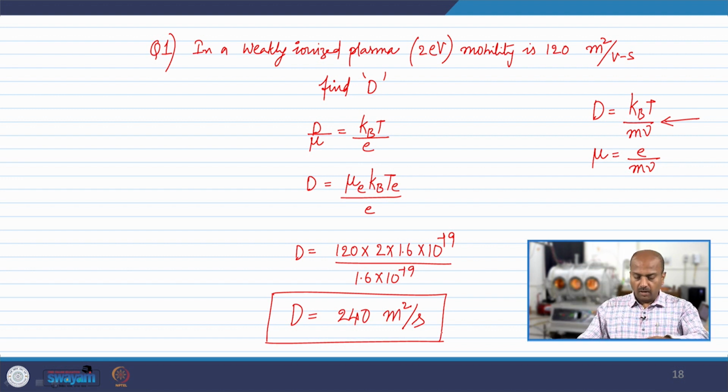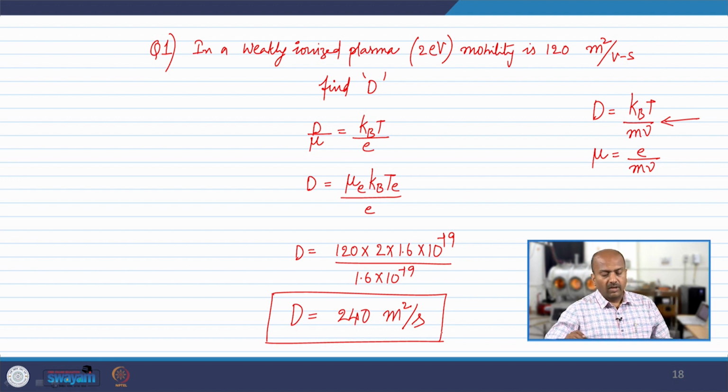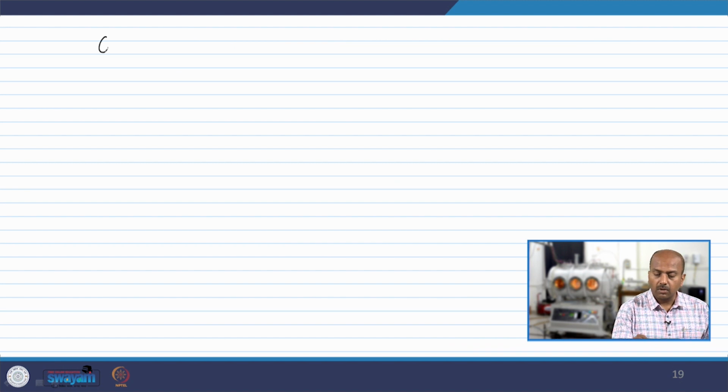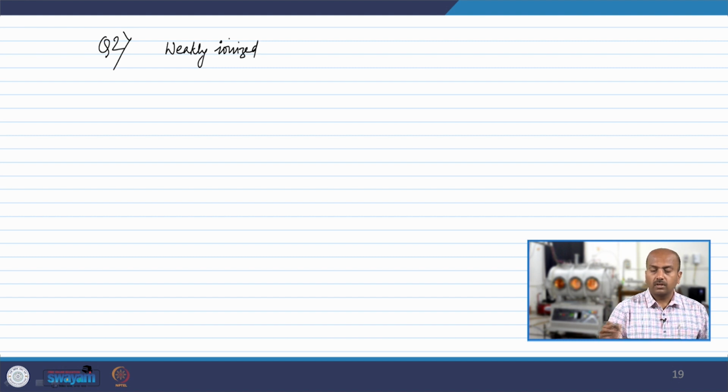Okay, so this is one problem that we can quickly solve based on the understanding between the mobility and the diffusion coefficient. We have one more numerical which can be solved by using the diffusion equation and involving the fact that the density gradient comes into this diffusion equation. Okay, so the problem is question number 2. We have a weakly ionized plasma. So, we are still doing problems which are relevant to topics that we have understood so far. We still have not gone into fully ionized plasma.